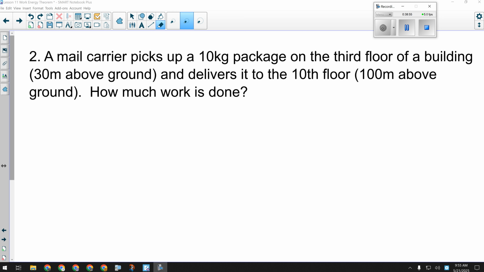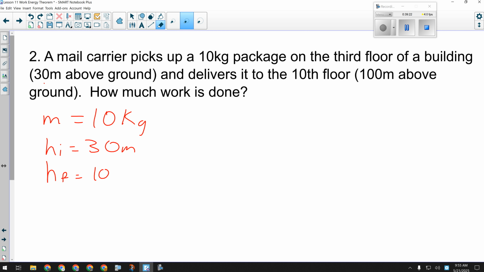So in this one here, we got a mail carrier picks up a 10-kilogram package. So they gave me the mass. And it says they start on the 3rd floor of a building 30 meters above the ground. So that's where they started. I'm going to call that their initial height. And they go to the 10th floor. That's 100 meters above the ground. That would be their final height. We're just looking for how much work is done.